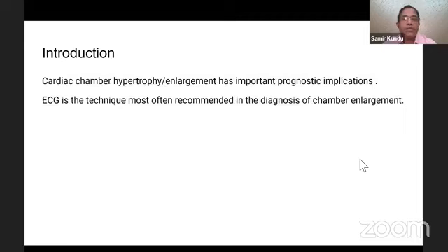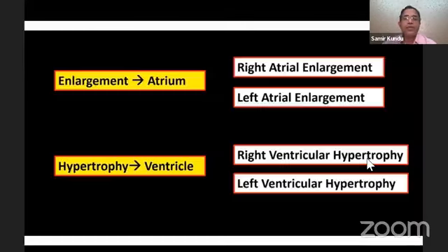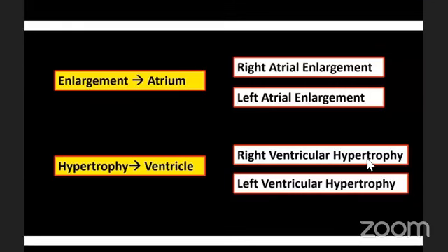Cardiac chamber hypertrophy and/or enlargement has important prognostic implications. ECG is the technique most often recommended in the diagnosis of chamber enlargement. There are two terms, enlargement and hypertrophy. The term enlargement is used for the atrium. Hypertrophy is the term mainly used for the ventricles.